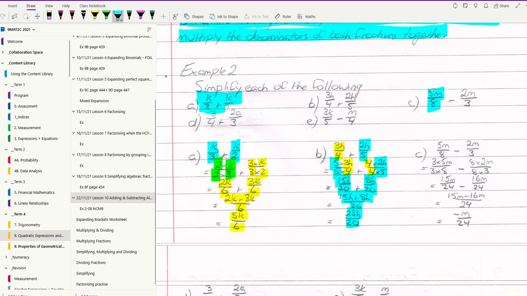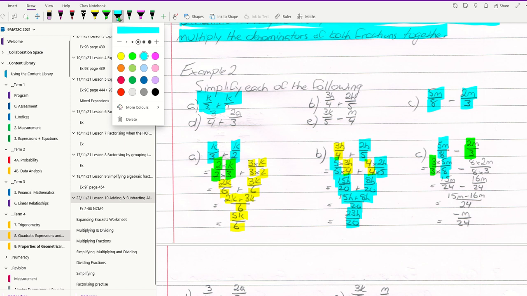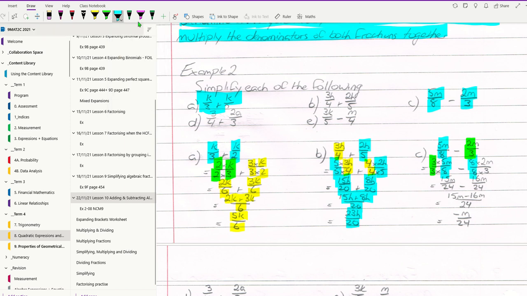Our next one is a subtraction. We've got 5m on 8 minus 2m on 3. We're going to do the same thing. For the first one, we multiply by the second denominator, 3 over 3 times 5m on 8. Then we subtract our second one, which is our first denominator, 8 over 8 times the second fraction, 2m on 3. If we look at those, 3 times 5m equals 15m, 3 times 8 is 24, so 15m on 24 minus 8 times 2m, which is 16m, over 8 times 3, which is 24. So we end up with 15m minus 16m on top, over 24. 15m minus 16m is minus m over our denominator of 24.